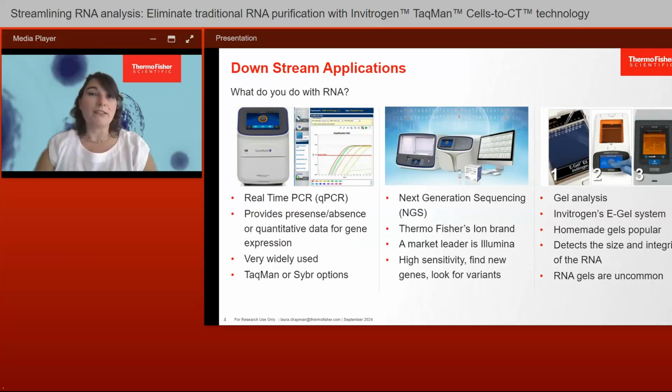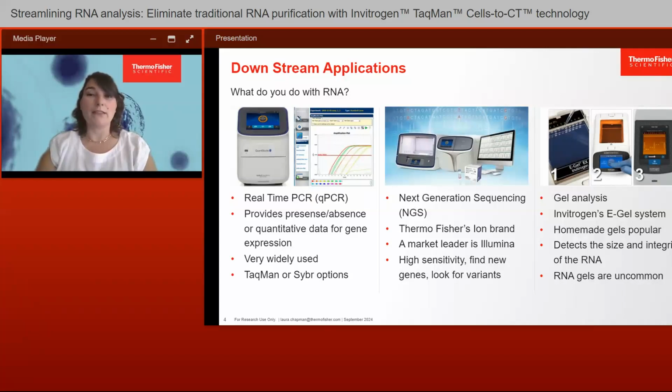Some downstream applications that are often used for RNA are real-time PCR. This is very popular. It's really easy to use, and it allows you to see both quantitative expression of your RNA, or it can be used for a presence-absence detection of a specific gene that you're looking for. It can be used in both TaqMan and SYBR options, depending on what your lab would prefer.